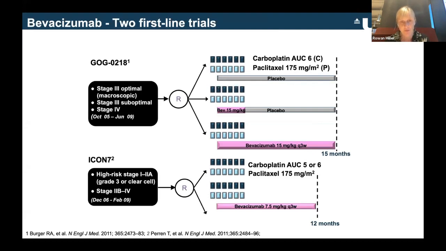In the ICON-7 trial, which was a UK study, patients either received chemotherapy or chemotherapy with Bev concurrently and then as maintenance treatment. And in both of these studies, it's a somewhat arbitrary cutoff of duration of treatment, but it's felt that 12 to 15 months covers the greatest, that's when most patients will recur.